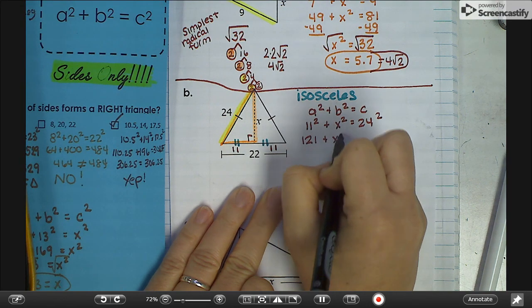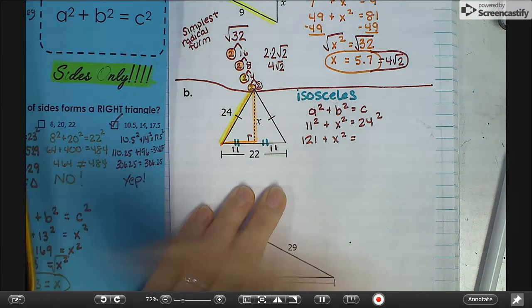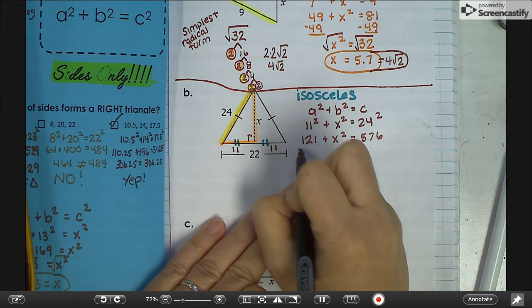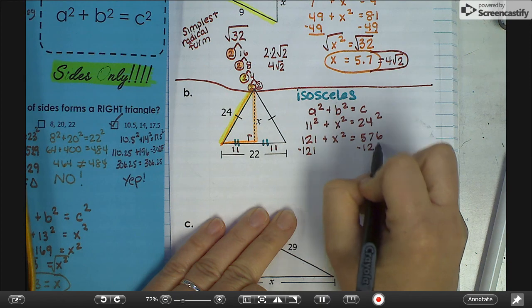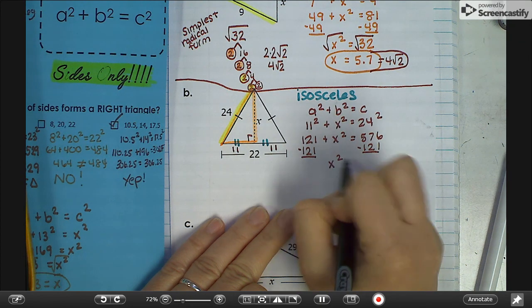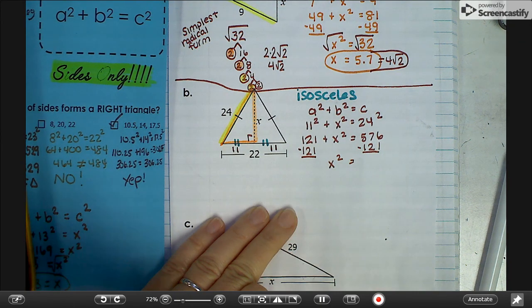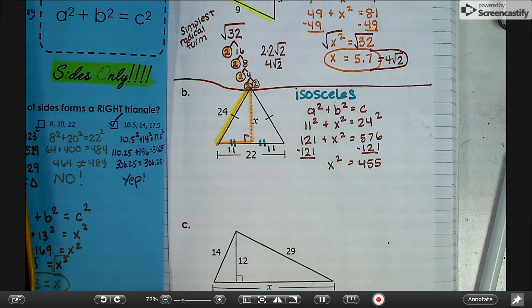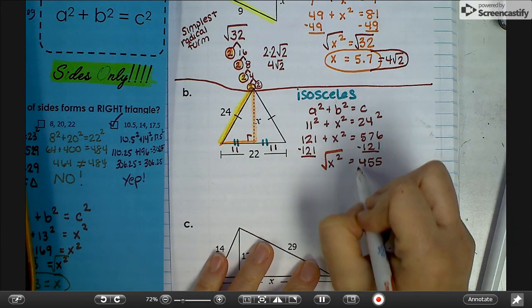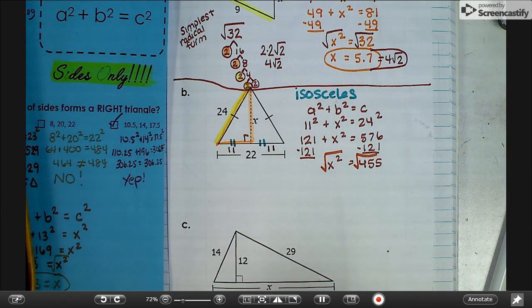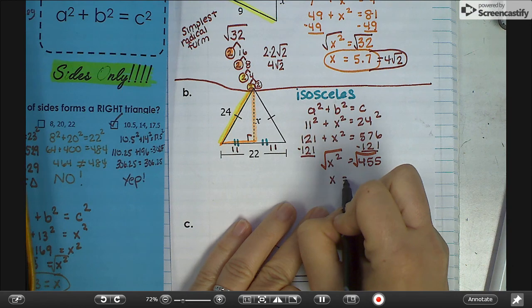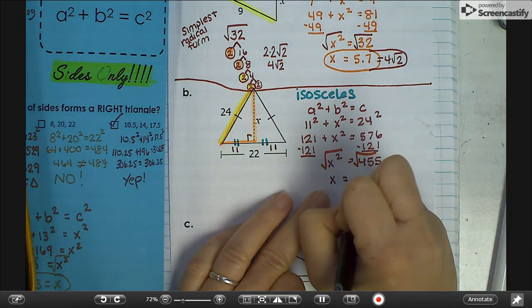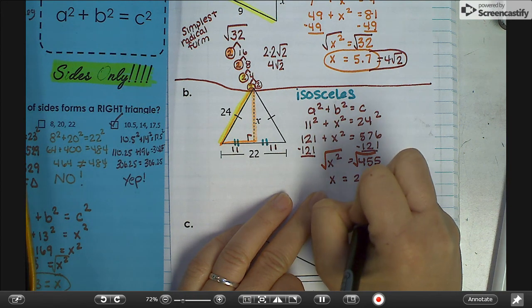121 plus x squared equals 576. And we'll subtract. The square root of 455 will be the final answer. So we want to take the square root to reverse the squared. So x equals the square root of 455. As a decimal, it would be 21.3 approximately.